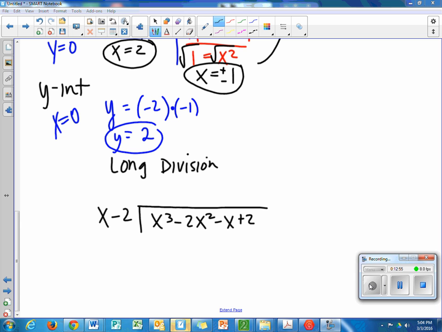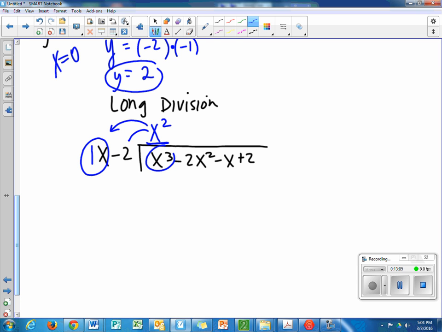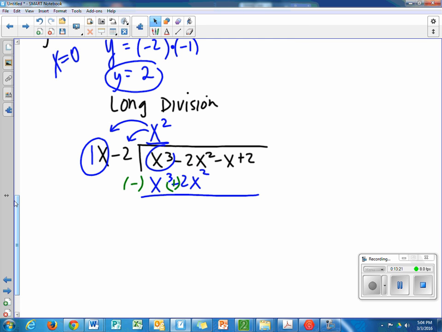With that, we're going to ask ourselves, 1x times what gives us x cubed? That is x squared. We then must distribute to each term. So now we have x cubed minus 2x squared. Do not forget, you must change the sign. Parentheses right away once you are done. This will cancel out, and this cancels out too. Bring down the rest, negative x plus 2.